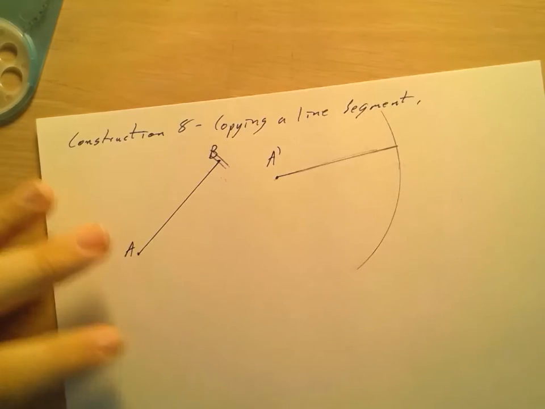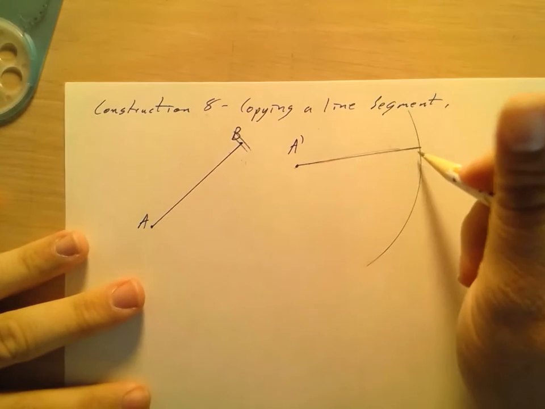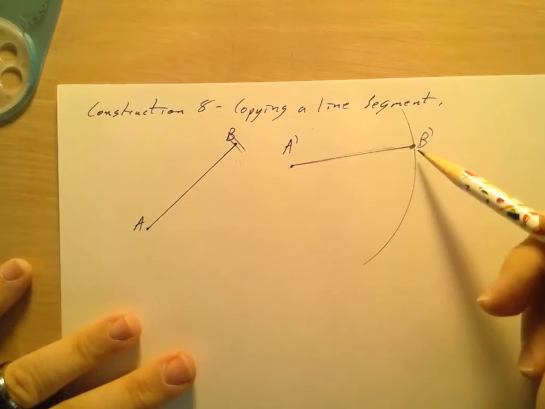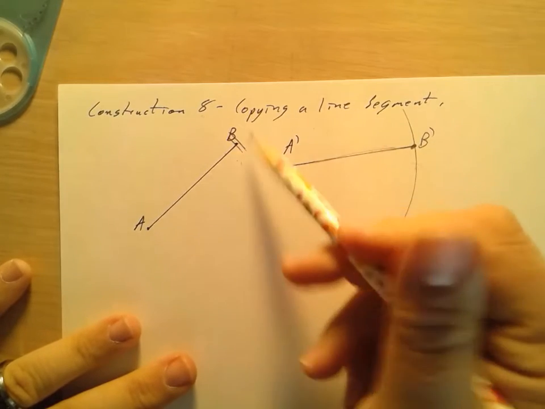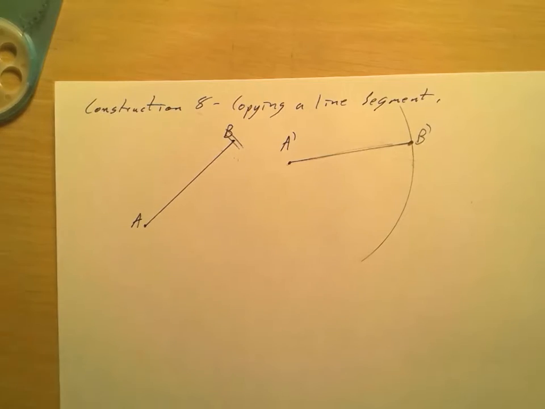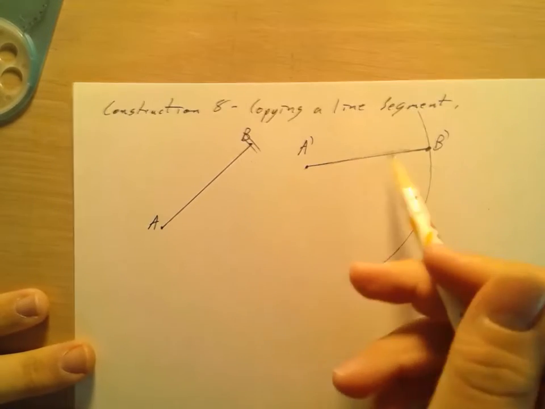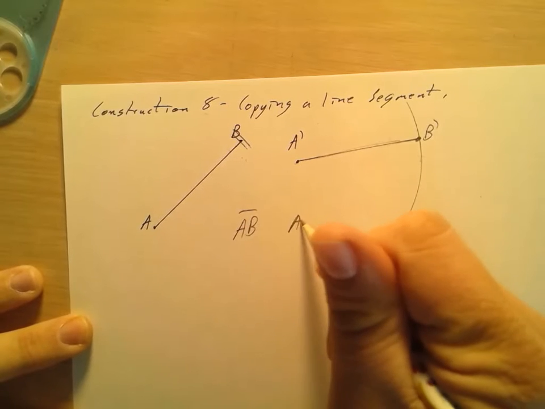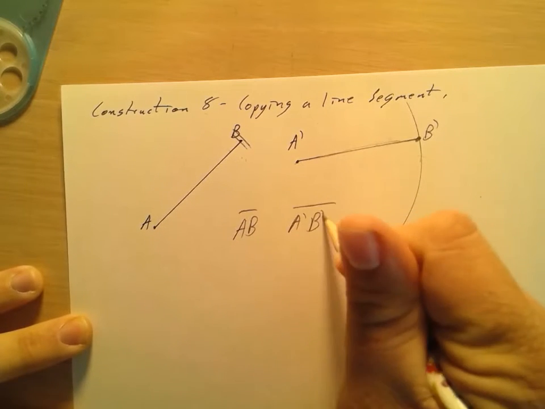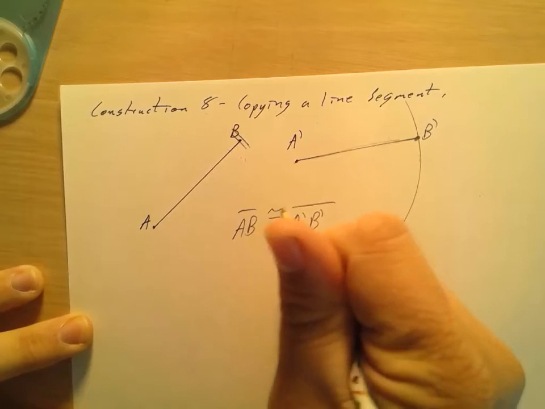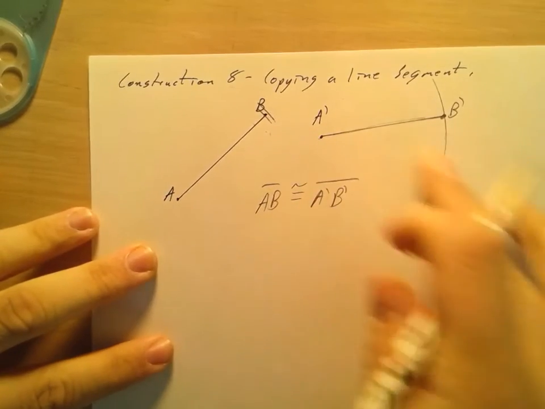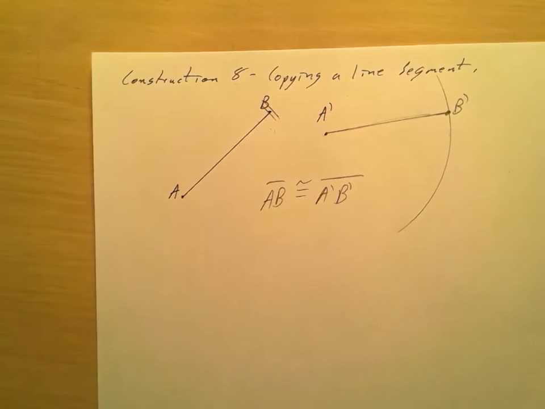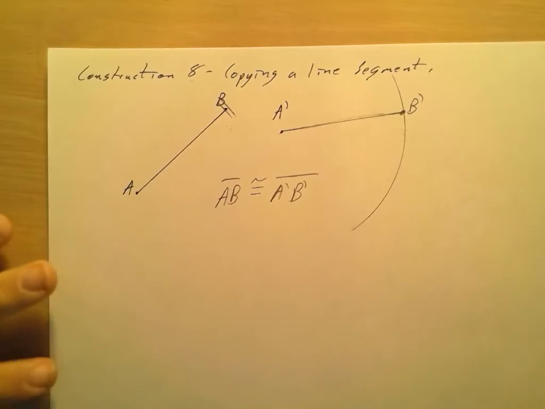So I go ahead and I create the arc that goes from A prime to this new point B prime, because B prime is the copy of B, right? It's the clone of B. And I know that these two segments, AB and A prime B prime, have to be congruent. I know that because this radius for this arc is the same as here with how I measured it. And then that's it. That is really all there is to that construction.